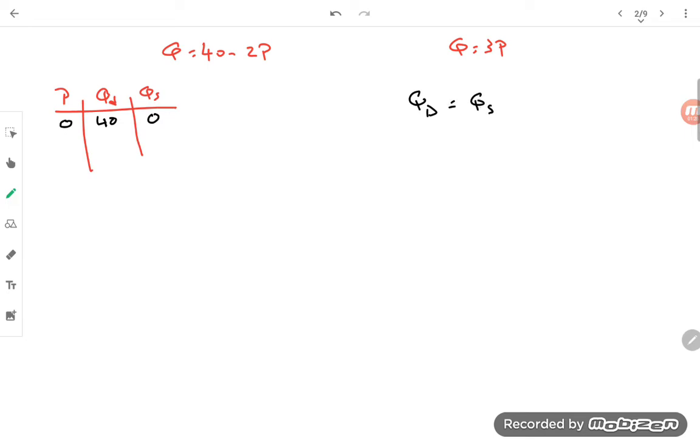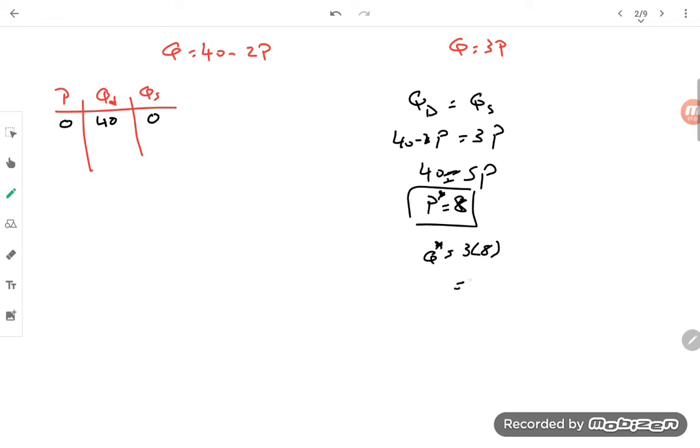Equilibrium will be achieved when QD equals QS, which is 40 minus 2P equals 3P. After rearranging the equation, it will be 40 equals 5P. So the equilibrium price will be 8. Now we have to substitute in QD or QS to find the equilibrium quantity. So it will be 24. So the second point is 8 and 24. Now we can draw demand and supply functions.